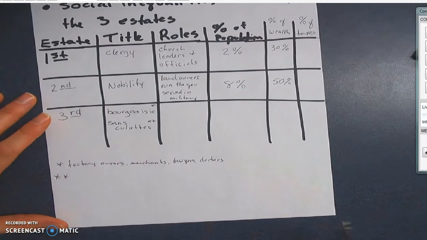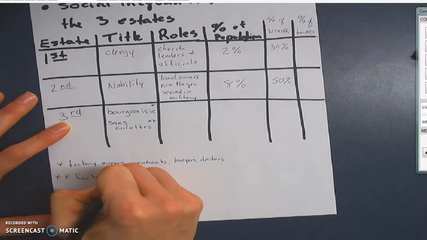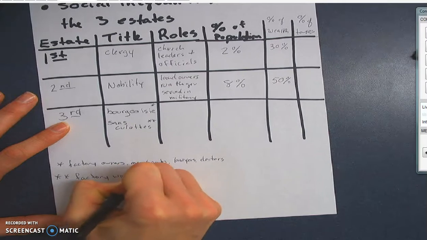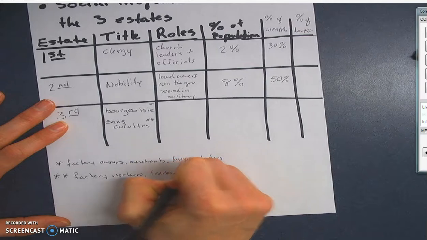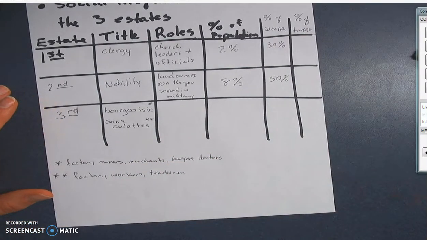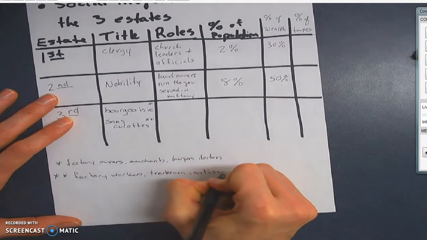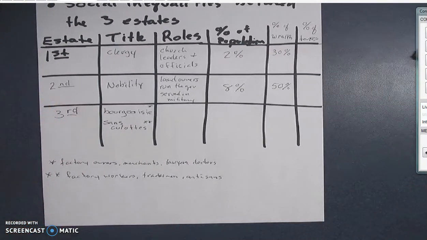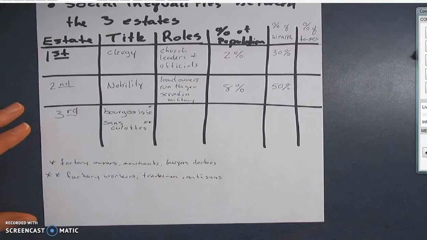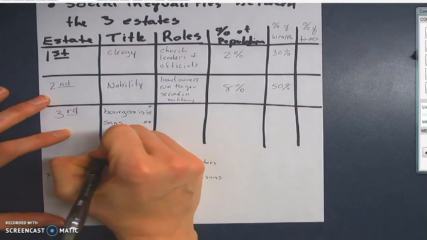So the sans-culotte folks, these were your factory workers. They were your tradesmen. They were your artisans. So today we would think of them more as sort of the blue-collar workers. So they were factory workers, tradesmen, and artisans. And then the final group that made up this third estate are the peasants.